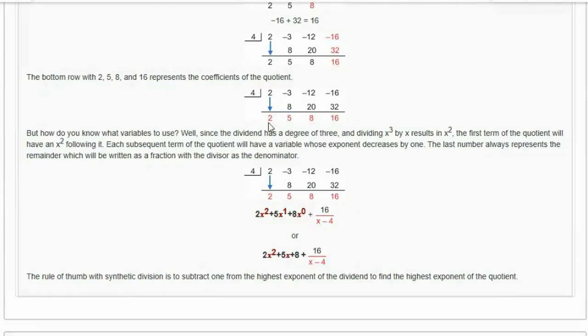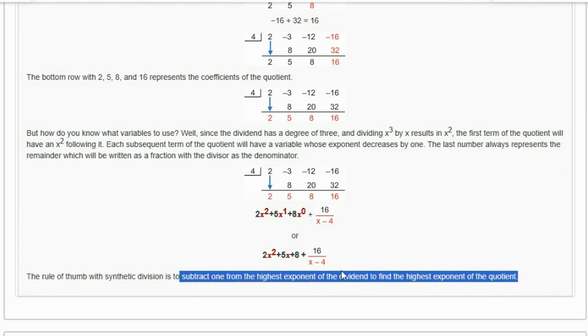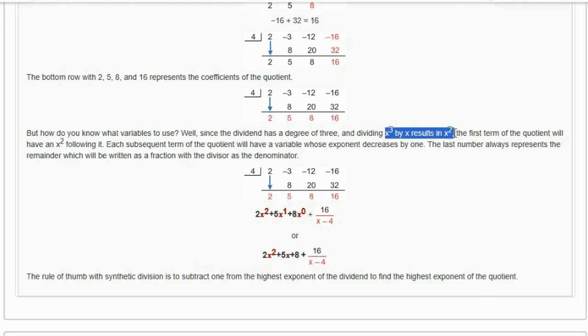And this represents the coefficients of the quotient, or the answer. So we take those numbers and put them with the x squared, the x to the first, the x to the 0 power, which means it's just an 8, and then the remainder. The rule of thumb with synthetic division is subtract 1 from the highest exponent to make the answer. We started with x to the third, so in our answer, it's x to the second, because we divided out an x.